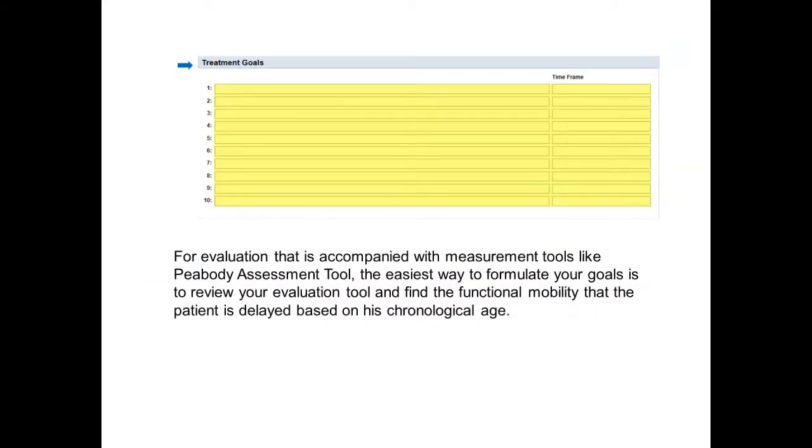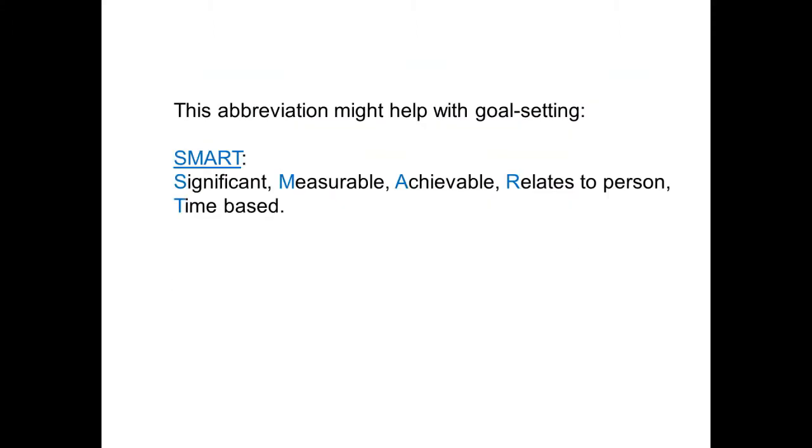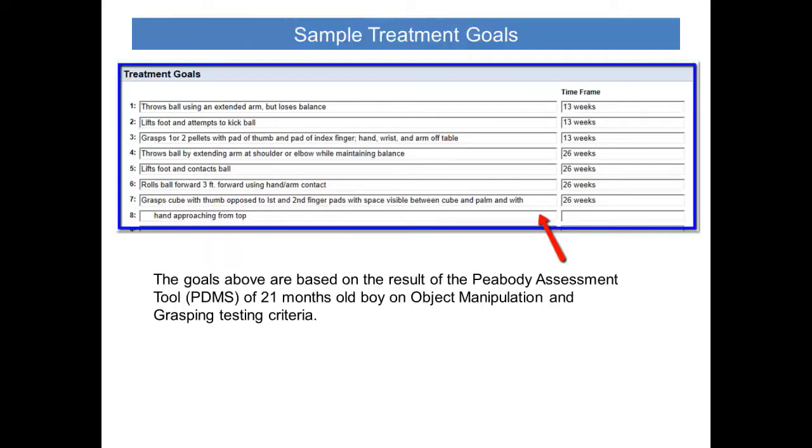For an evaluation that is accompanied with measurement tools like the P-body assessment tool, the easiest way to formulate your goals is to review your evaluation tool and find the functional mobility that the patient is delayed in based on his chronological age. This abbreviation might help with goal setting. SMART: significant, measurable, achievable, relates to person, time-based. Sample treatment goals. The goals above are based on the result of the P-body assessment tool, PDMS, of a 21-month-old boy on object manipulation and grasping testing criteria.